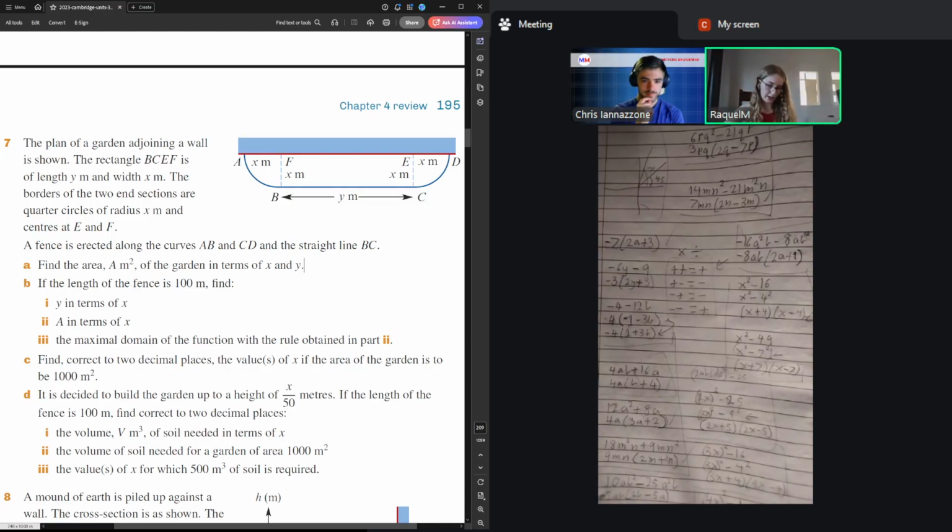Would y equal 100 minus pi times x? Perfect. Yep. Easy done. A in terms of x, I imagine, probably follows almost easier after that. So let's find out.